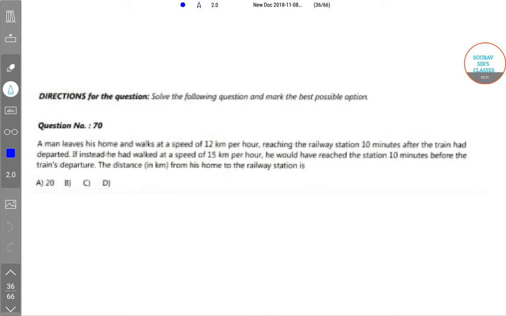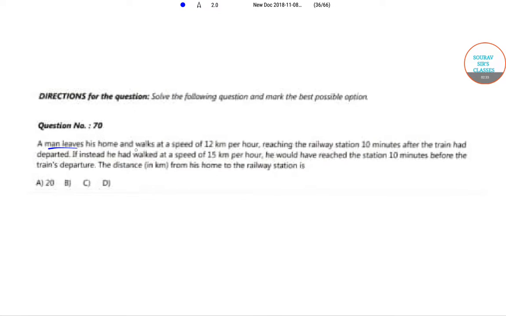The next question is, a man leaves his home and walks at a speed of 12 km per hour, reaching the railway station 10 minutes after the train had departed. If instead he had walked at a speed of 15 km per hour, he would have reached the station 10 minutes before the train's departure. The distance in kilometers from his home to the railway station is.